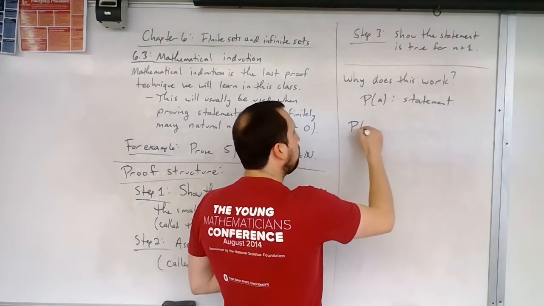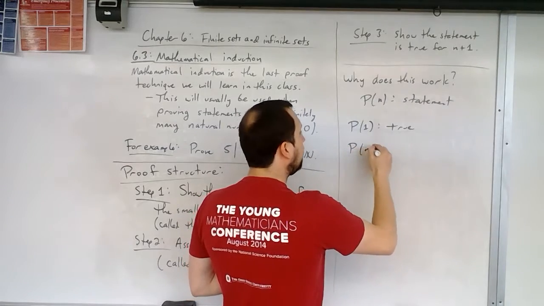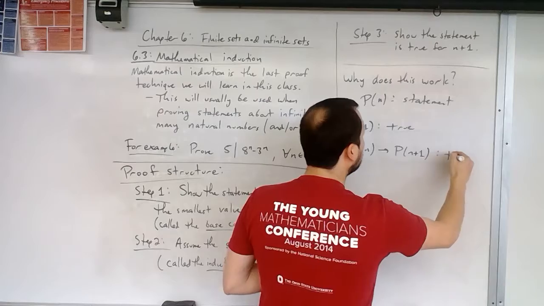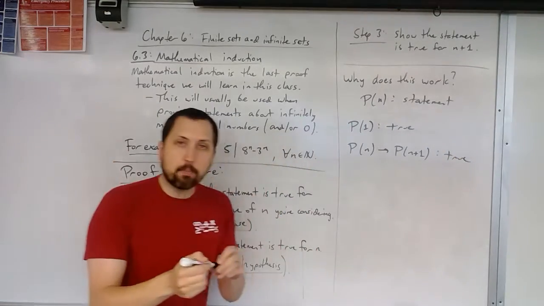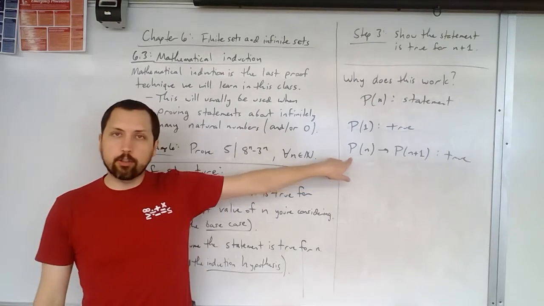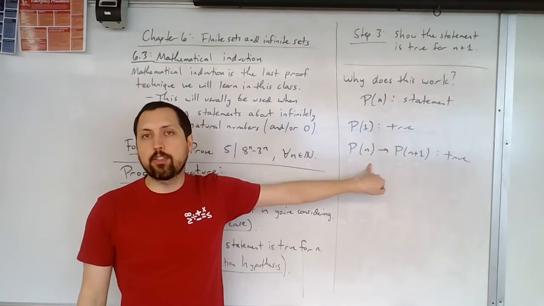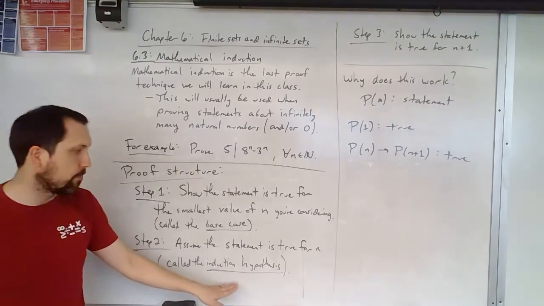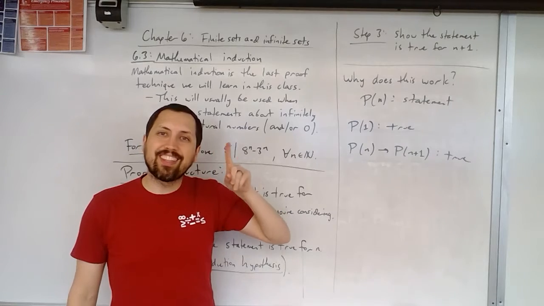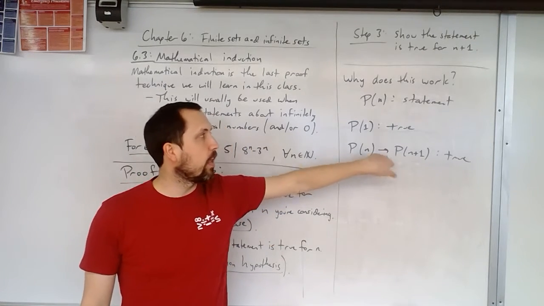If we know P of 1 is true, and we know that P of n implies P of n plus 1 is also true, right? So this is what we're proving. We're proving the base case. We assume this is true, and we're showing that this is true. So we're showing that this conditional statement is true. That's what the induction hypothesis and this last step are doing.